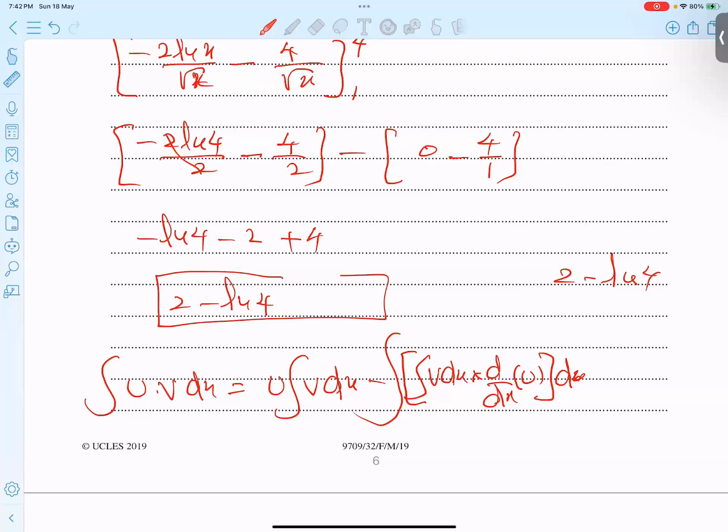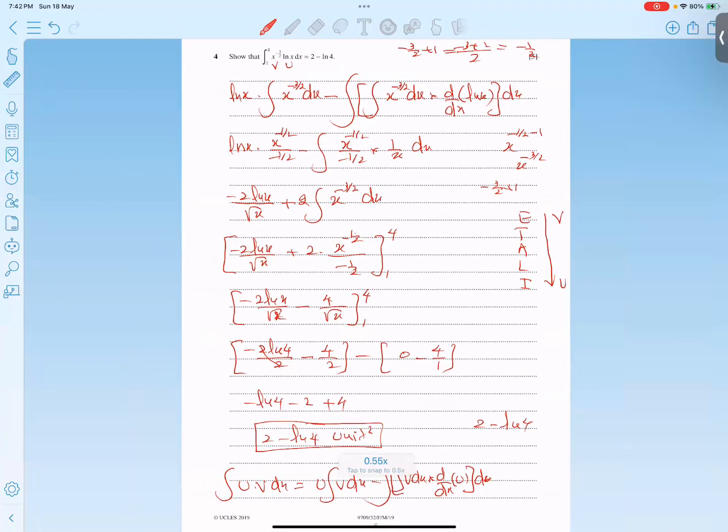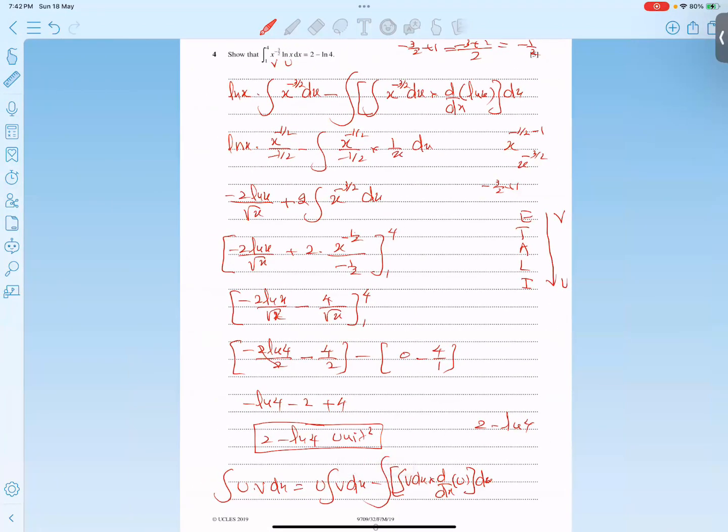So Alhamdulillah Rabbil Alameen, unit square is my final answer. And I have to prove 2 minus log of 4, which is done. And the question is completely over.